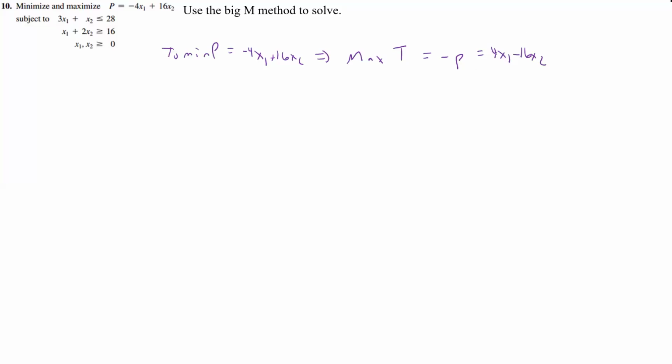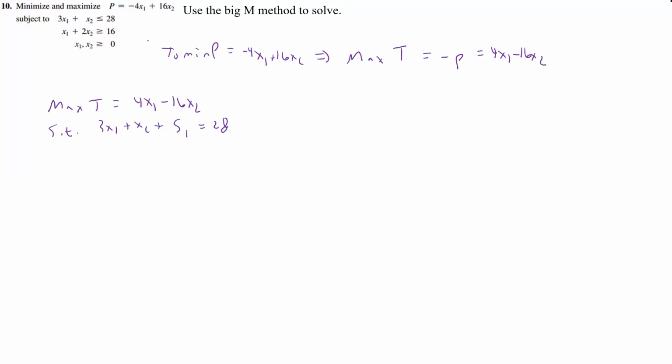Okay, so now we have the max. We're going to say max t is equal to that, minus 4x1 minus 16x2. And now we're going to leave a space because we're probably going to have a constraint over here that we're going to have to do something with. And so now we say, subject to, and now we have 3x1 plus x2 plus, now we add our slack, and that's going to be equal to 28.